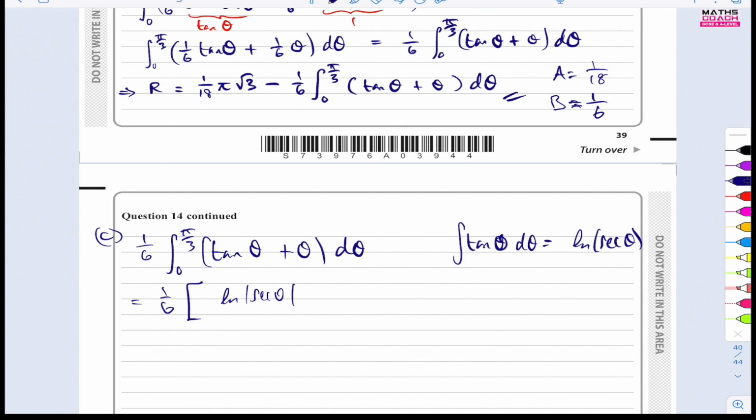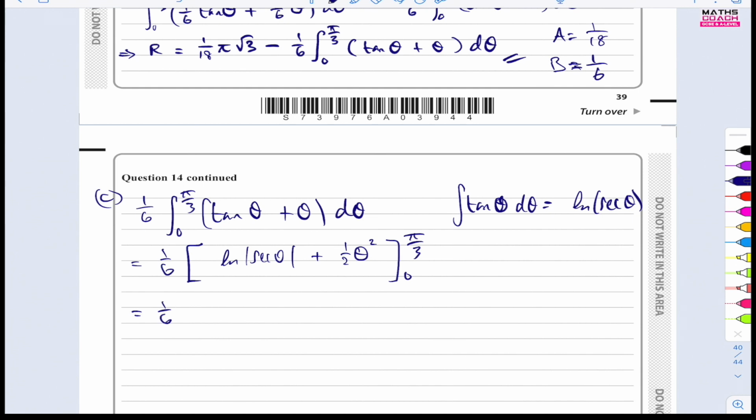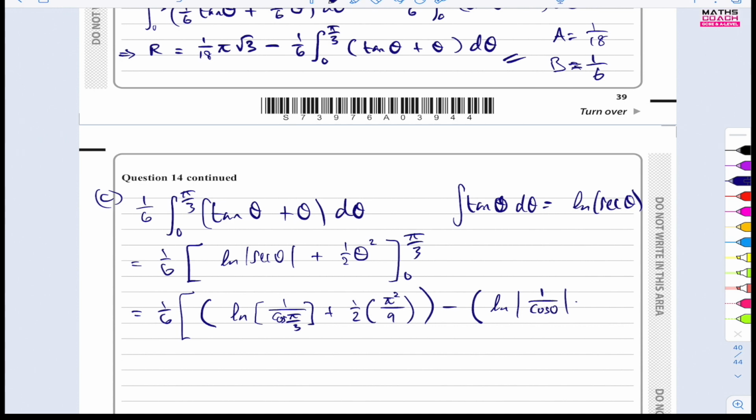Integration of theta, we just use the year 1 integration raised by a power. So it will be theta to the power of 2, and then divided by 2 or multiplied by half, between 0 and pi by 3. So we have 1/6, and let's keep the 1/6 outside. Substitute in pi by 3. So this would be ln of sec of pi by 3, so 1/cos pi by 3, plus 1/2 of theta squared. So that's going to be pi squared over 9. So that's what we get when we substitute in pi by 3, minus, round bracket, now 0 goes in, so this would be ln of 1/cos of 0 minus 1/2 times 0 squared, and then close the brackets.